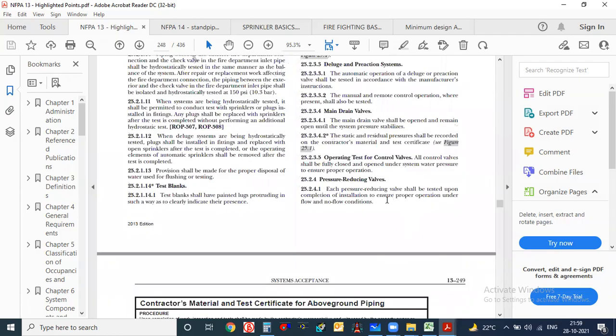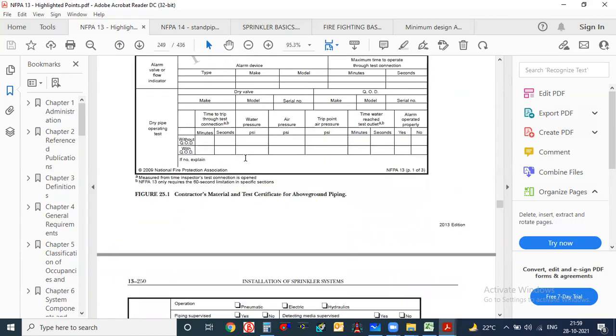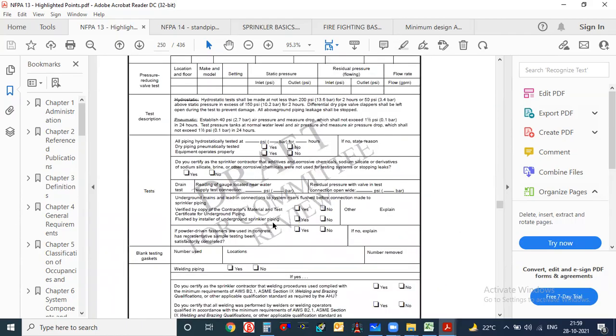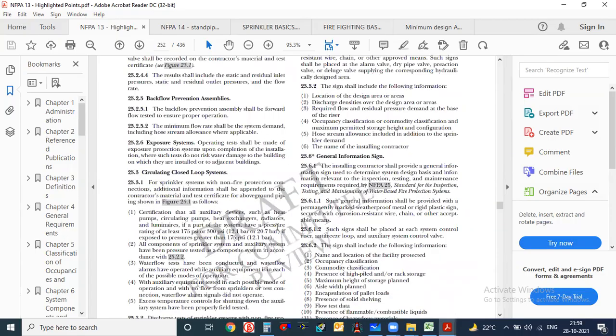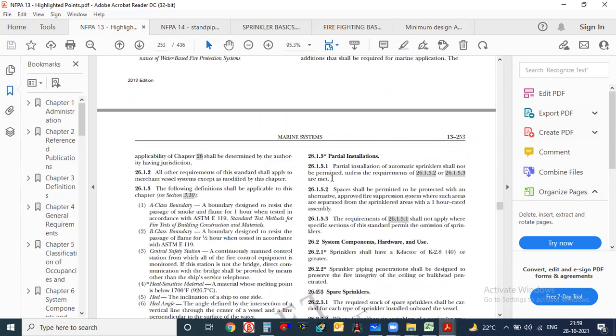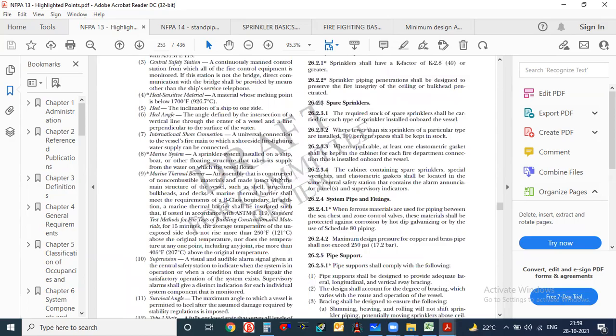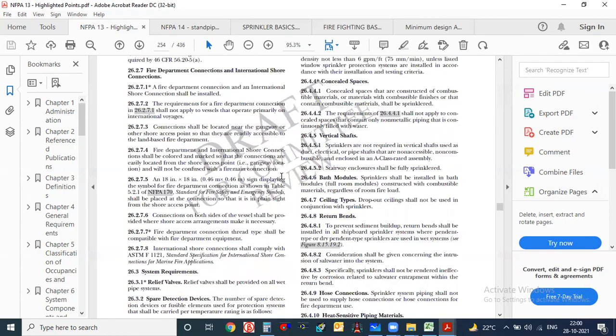Pressure reducing valves are also given. Each pressure reducing valve shall be tested. Okay, leave this. Some certification and other information has been given, which is not required for us. You can just skip. They will also talk about the marine system. If you are designing for a marine system, you can go through that, because even I haven't designed a marine system. That is a different thing.